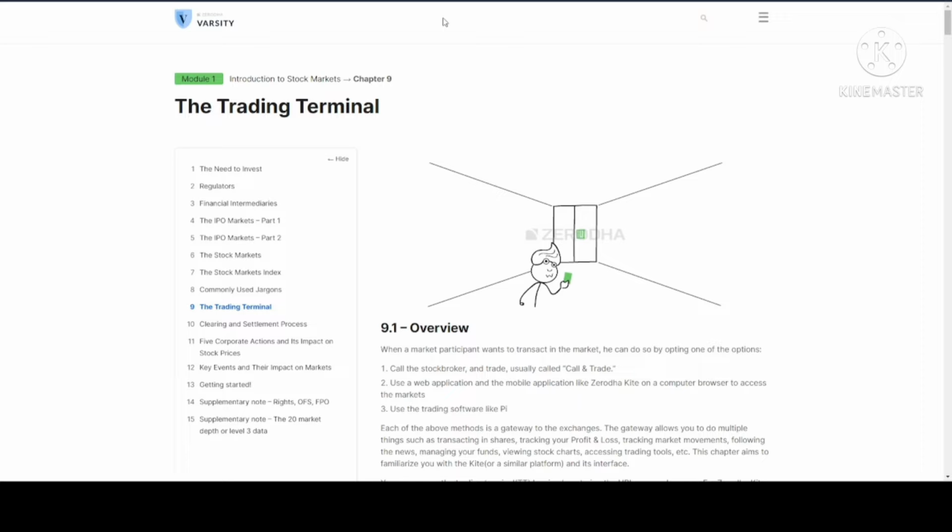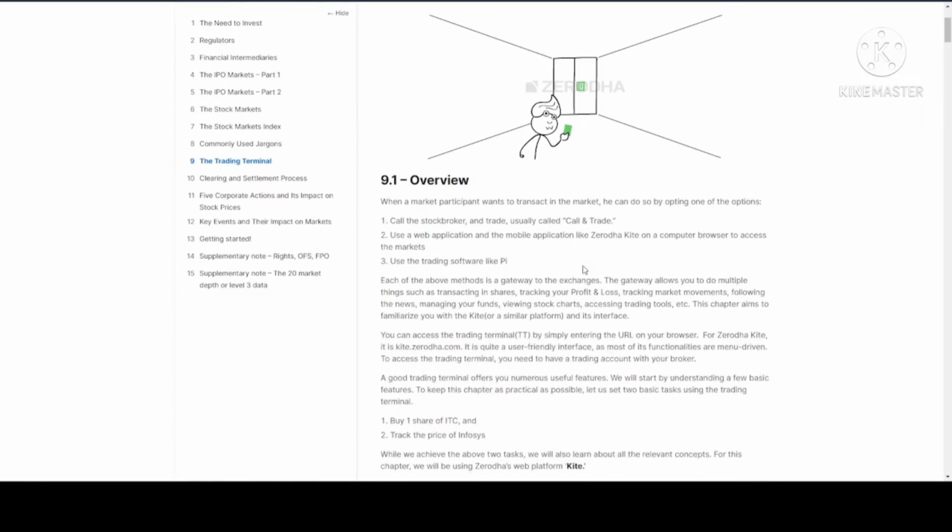आज अपन ट्रेडिंग टर्मिनल के बारे में पढ़ेंगे। ओवरव्यू। क्या लिखा है इसमें? When a market participant wants to transact in the market, he can do so by opting for one of the options. Call the stockbroker and trade, usually called call and trade. Use a web application and the mobile application like Zerodha Kite on the computer browser to access the market. Use the trading softwares like PI.